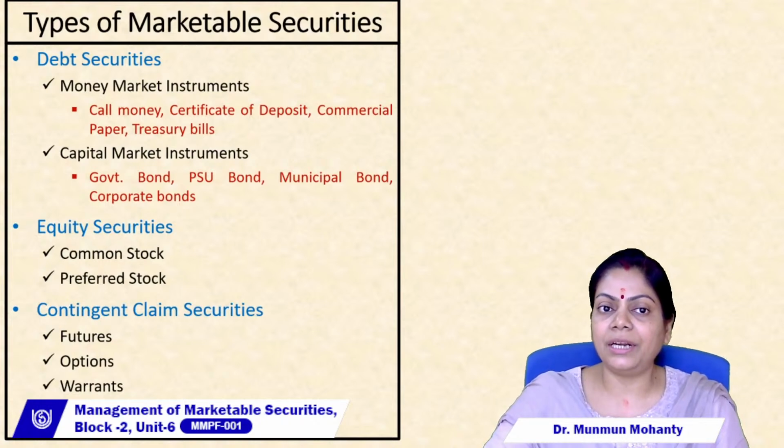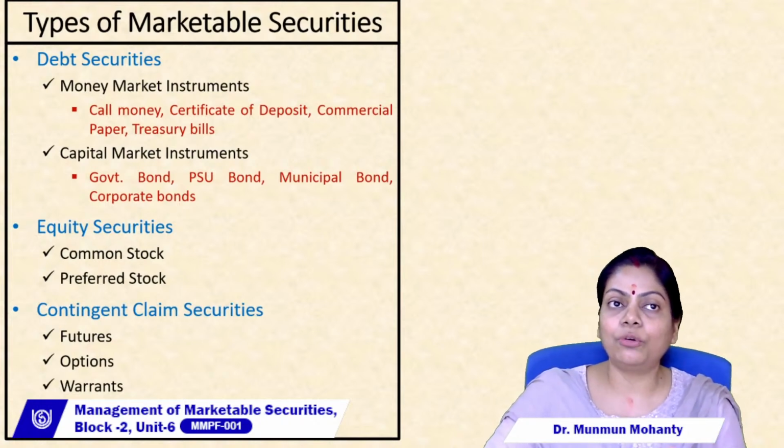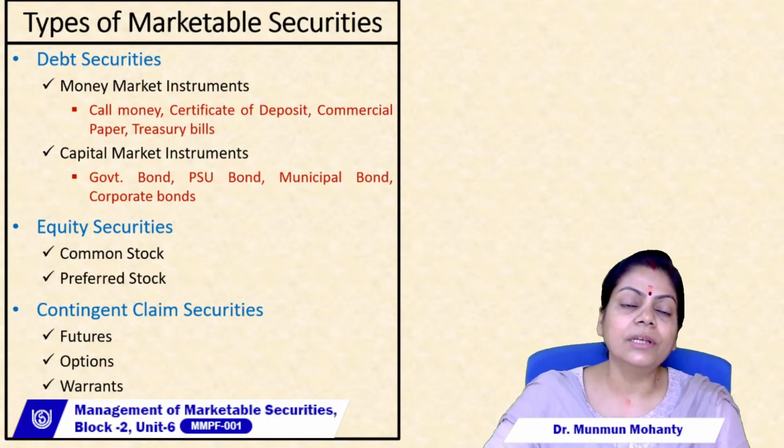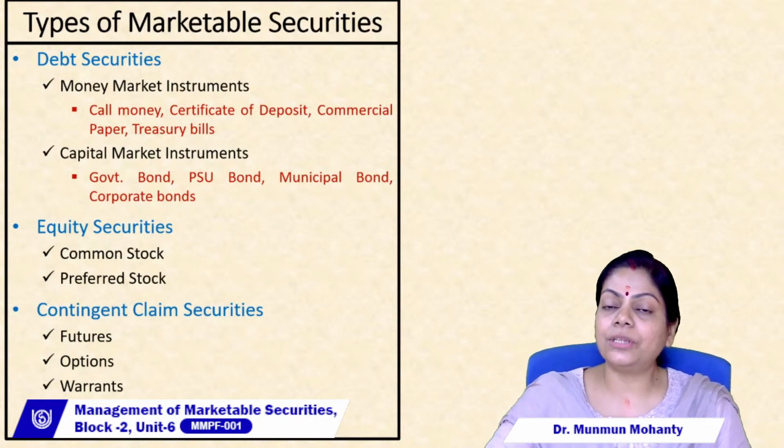It could be 91 days, 3 months. It could be 181 days, like 6 months. It could be 364 days. So usually it is less than 1 year. When governments require funds from the market, they go the route of the treasury bill market, and that happens in the money market.